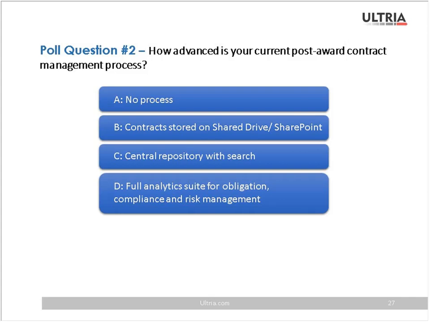We're about halfway through. A, no process. B, contracts stored centrally. C, a central repository with search. So this is the ability to go in and pull information out of your contracts. Or D, full analytics for obligation, compliance, and risk management. We're open for about another 10 seconds. And let's see what our results are.